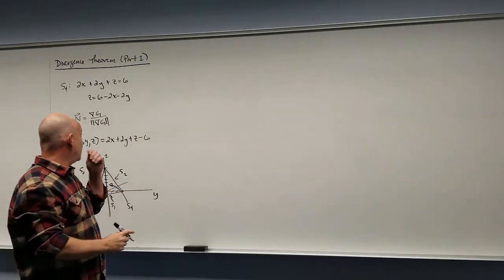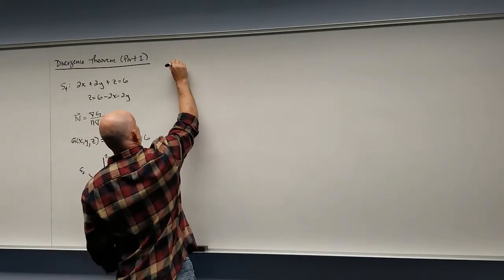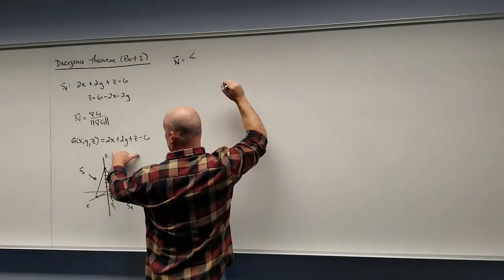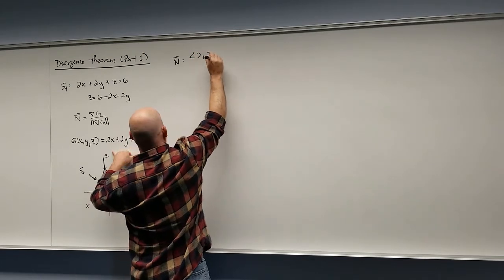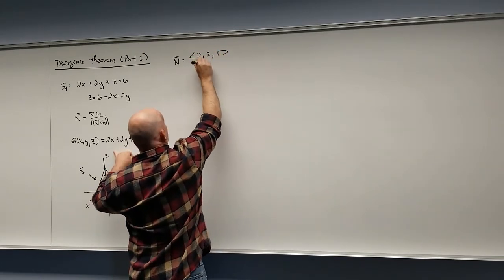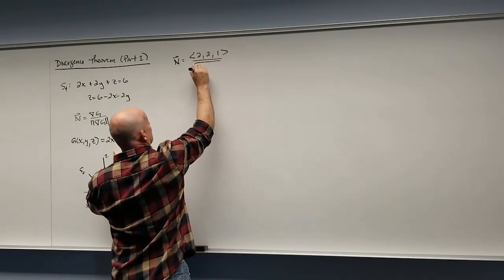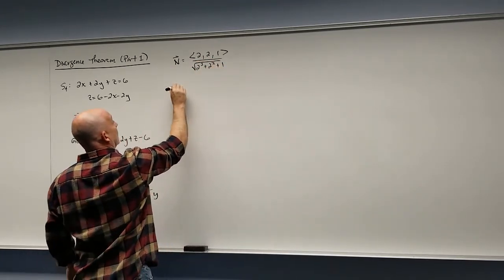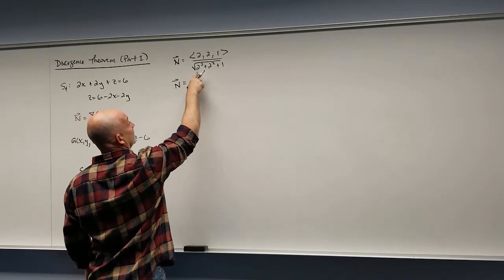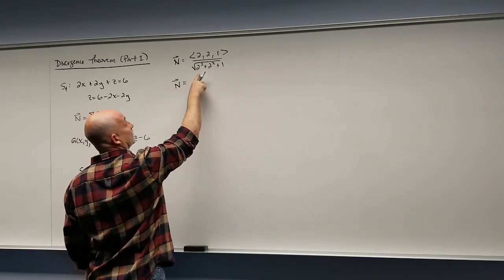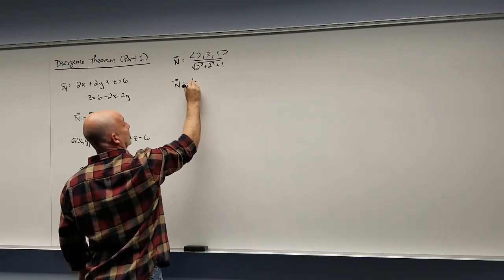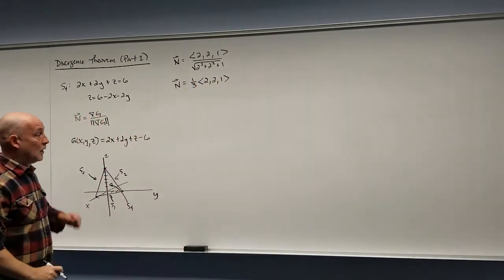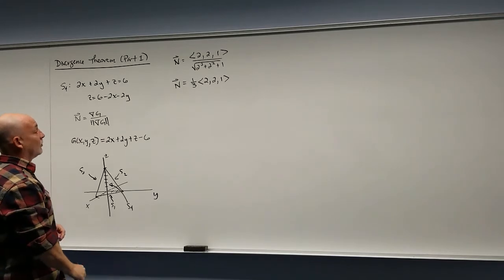All right, so to find our normal vector, that's going to be del G. Well, the gradient of G here is 2, 2, 1, over the magnitude of that, the square root of 2 squared, 2 squared, and 1, which is the square root of 9. So our normal vector is 1/3 times 2, 2, 1. All right, so we found our normal vector.